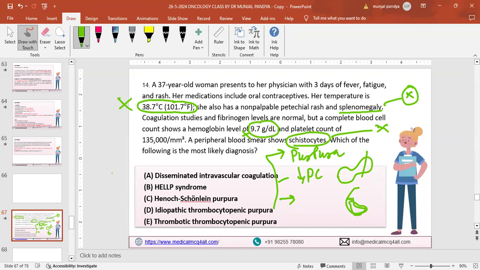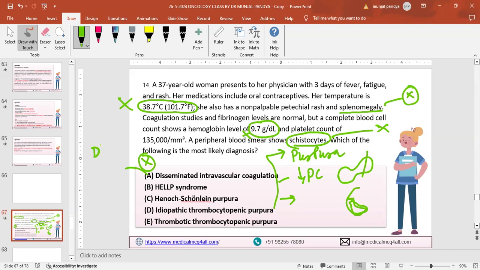Coagulation. Don't take it as DIC. So DIC is also not the answer. It's a wrong answer. Now tell me, why do you say DIC? What point favors DIC? So DIC means there will be a deranged coagulation profile, PT, APTT. Okay. So do you see the deranged PT, APTT in this scenario? No, sir.